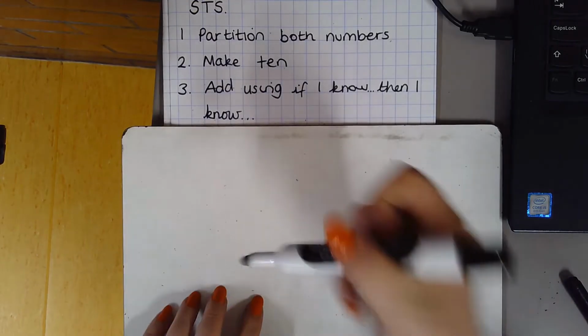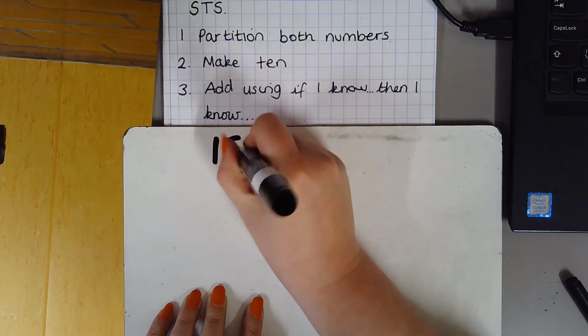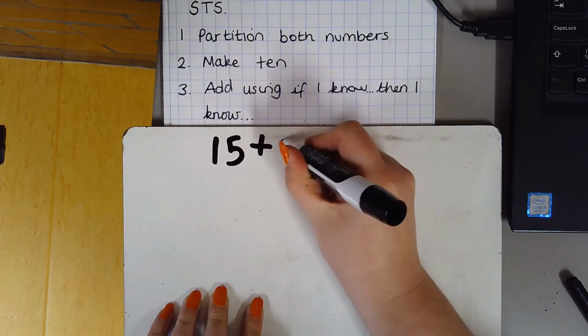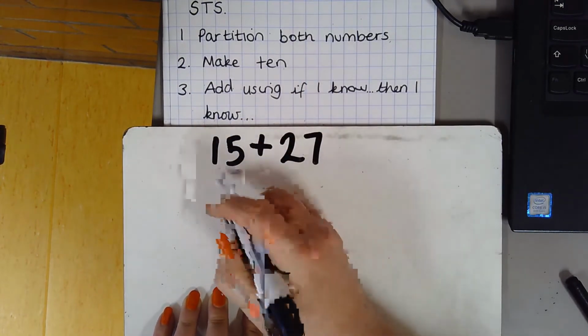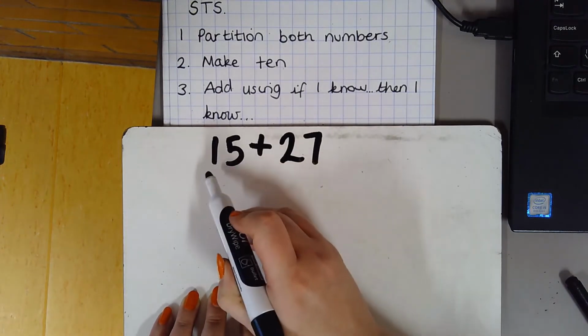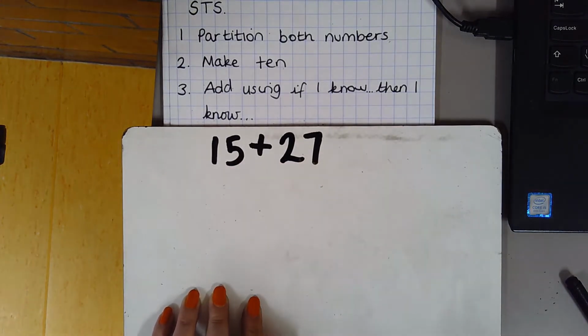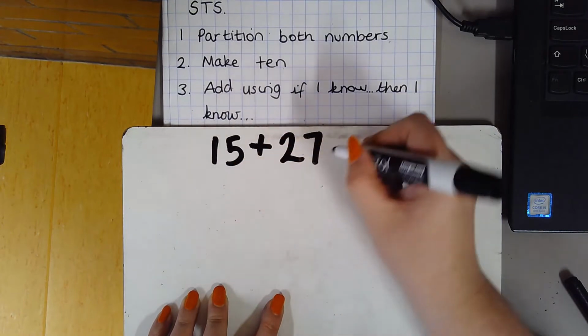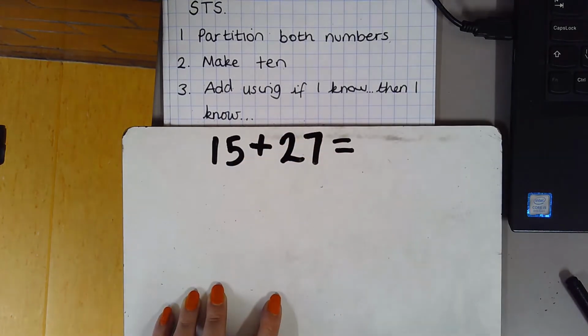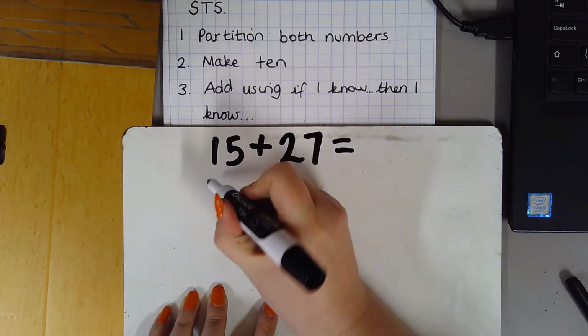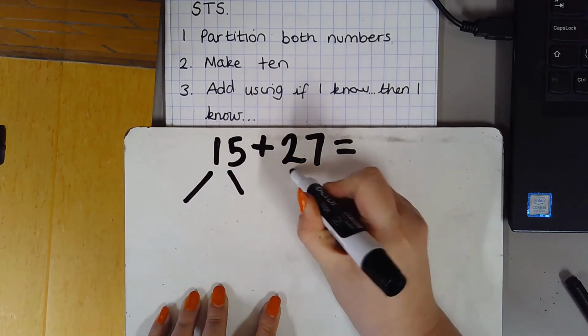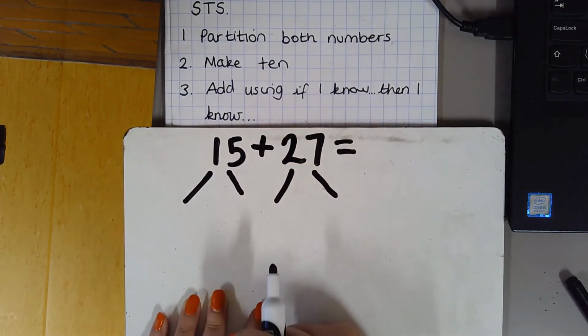My first question is going to be 15 add 27. And I know these are both two-digit numbers because they have tens and ones. And all two-digit numbers have tens and ones. Okay, step 1, partition both numbers. We've just been practicing partitioning, so we can already do that.